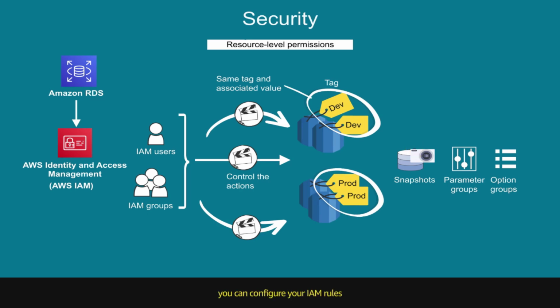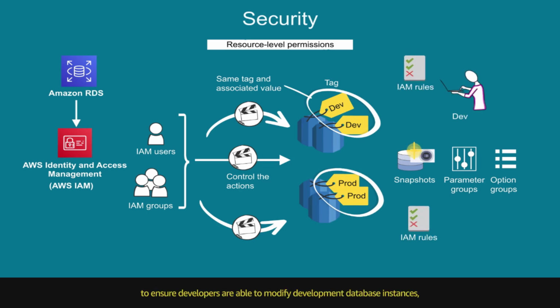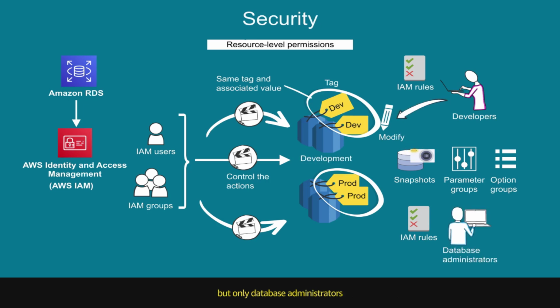For example, you can configure your IAM rules to ensure developers are able to modify development database instances, but only database administrators can make changes to production database instances.